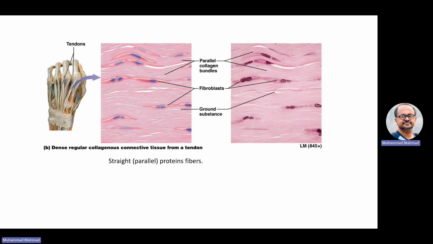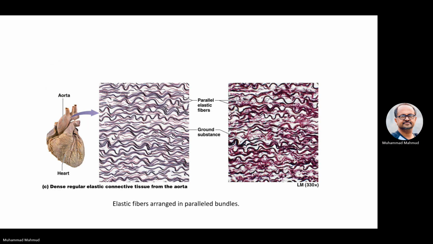If that was dense irregular, now the dense regular one. In our tendons, we find these dense collagen tissues, but they are arranged in a regular fashion. Right? You see those cells, the tissues, ground substance, collagen bundles, they are placed in dense, regular, collagenous connective tissue found in tendons.